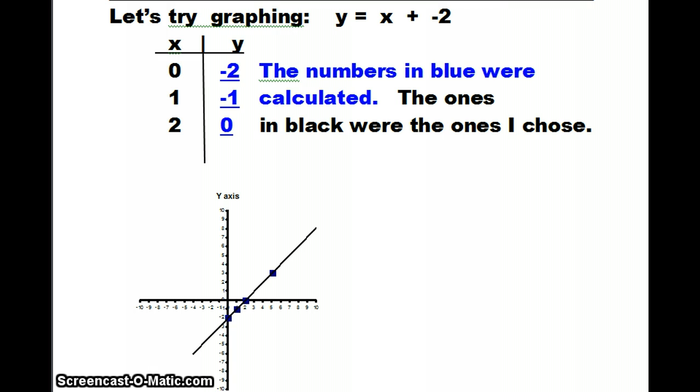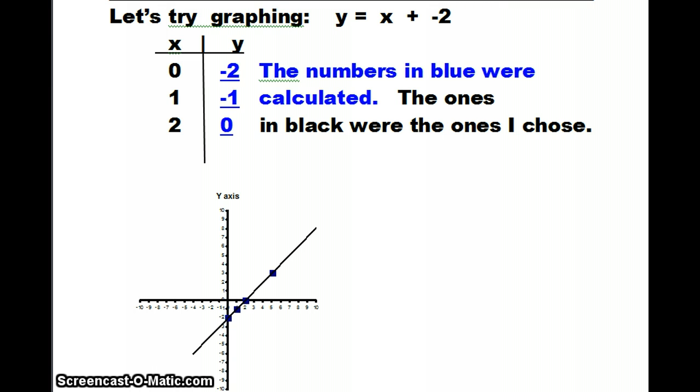The next value of x that I choose is 1. If x is 1, we have 1 plus negative 2, so y is equal to negative 1. So we have an ordered pair of 1, negative 1. The next number I'm choosing is 2. 2 plus negative 2 gives me 0, so y is equal to 0 when x is equal to 2. You might want to try a couple more values, like x is equal to 3 and x is equal to 4, and go ahead and substitute those in and try your own as well.